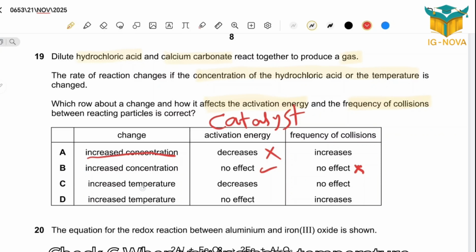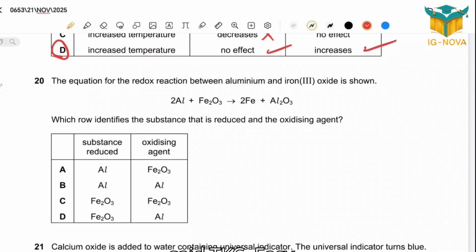Check C, when we increase temperature, activation energy decreases. Be careful, no. When we increase the temperature, the energy of the particles increases. Temperature increases, kinetic energy increases, collisions increase, and the rate of reaction also increases. But the activation energy is not changed. So C is also wrong. By elimination, the only option is D. Let's confirm. Increasing temperature will have no effect on activation energy, and it will increase the collisions, as we said.